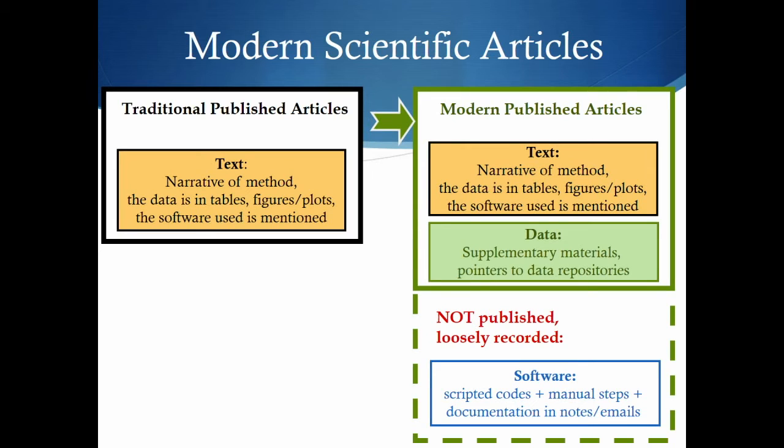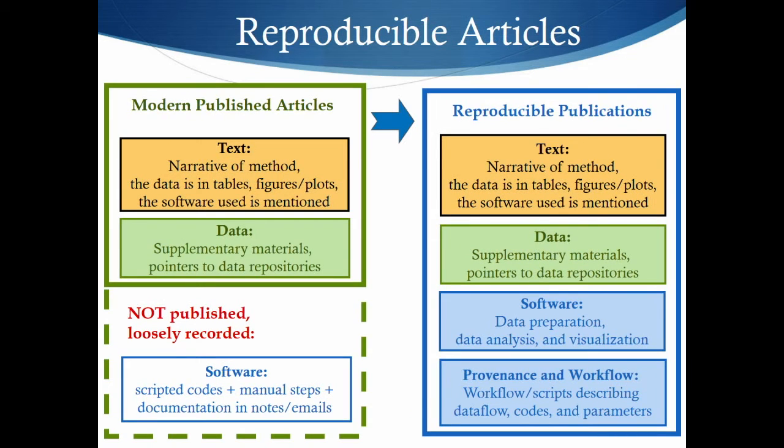So think about the traditional articles as having just the text. More modern articles often include the data, supplementary materials, and so on. And then very rarely is the software really included. Especially, we think of software as a big model or a big piece of code. We don't think of scripts that we do to transform data or to plot data and so on. And these are very important to make the work more reproducible. So reproducible articles will include all of the software in addition, and these workflows and provenance descriptions.